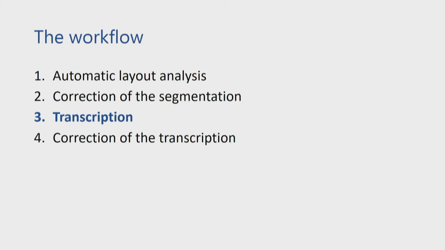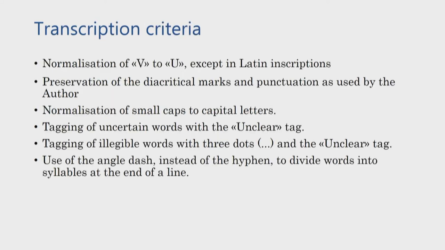Moving on to the next phase of the workflow, the transcription phase required the definition of the transcription criteria. The main goal was to try to remain faithful to Pirro Ligorio's writing as much as possible. Some basic criteria to serve this goal were created, such as the normalization of the V to U, except in Latin inscriptions, the preservation of the diacritical marks and punctuation as used by the author, the normalization of small caps to capital letters, tagging of uncertain words with the unclear tag, and tagging illegible words with three dots and the unclear tag.